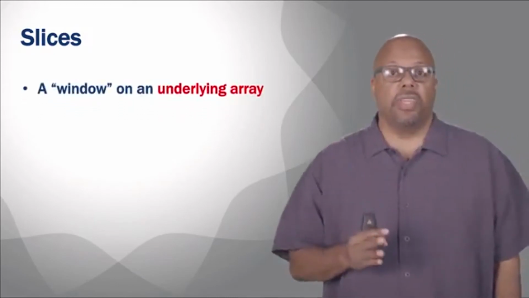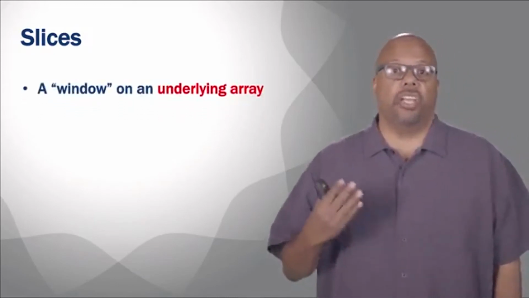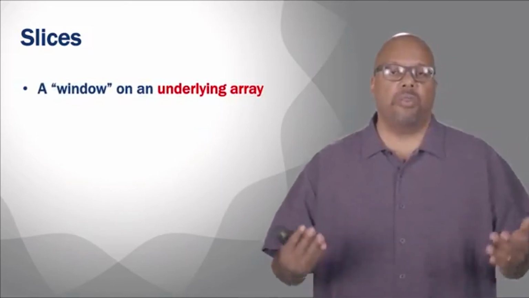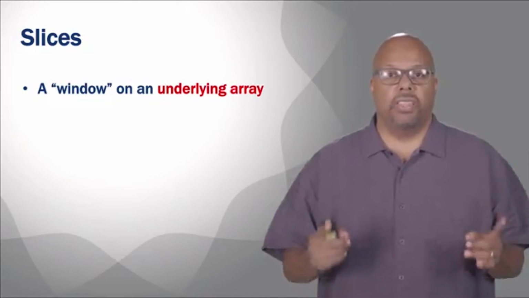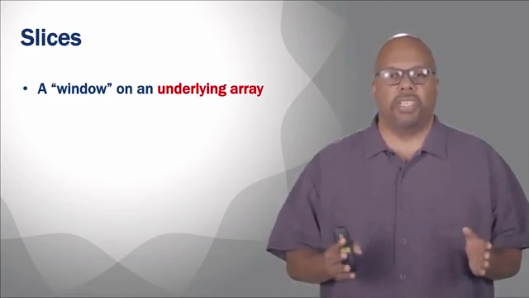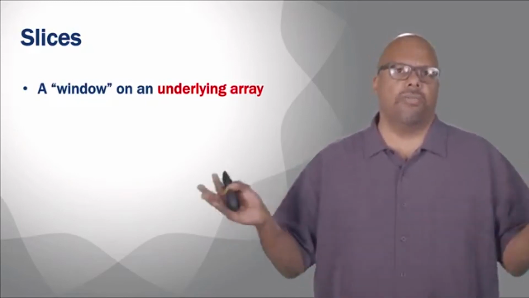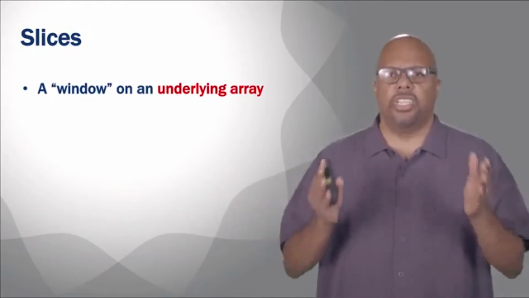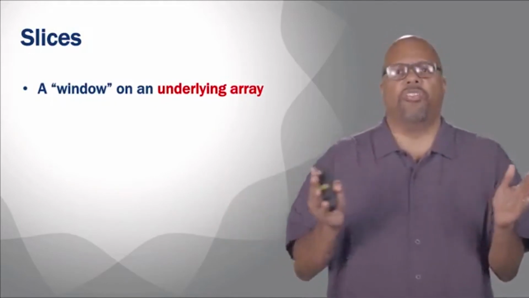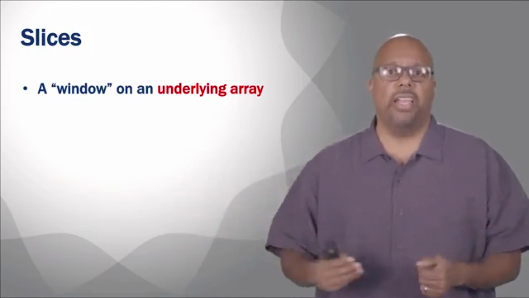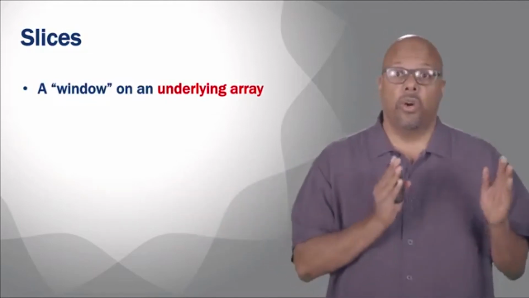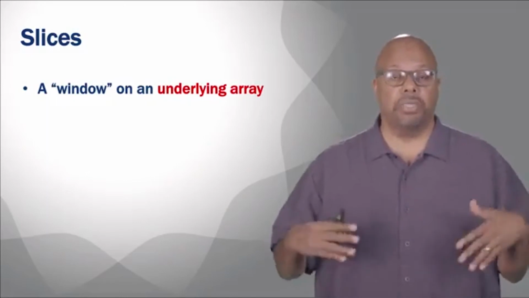Basically, a slice is a window on an underlying array. So for every slice, there's got to be some underlying array that is the basis for the slice. The slice is just a window of it, a piece of it. So you've got a long array of 100 elements. The slice is maybe just elements 3, 4, and 5, or 5, 6, 7, 8, 9, something like that. That's basically what a slice is. A window on a possibly larger array.